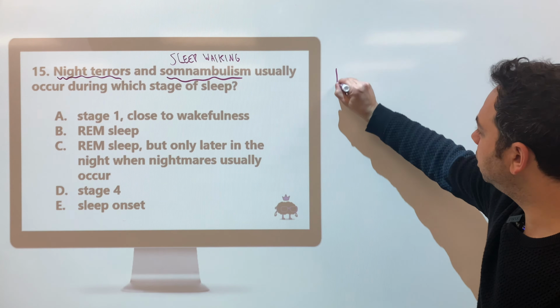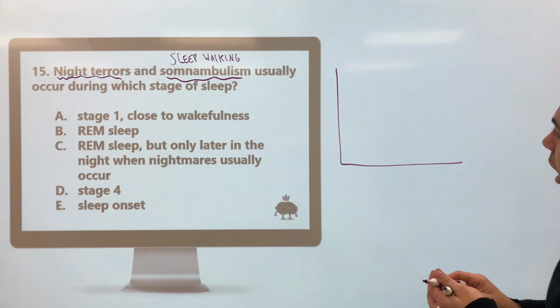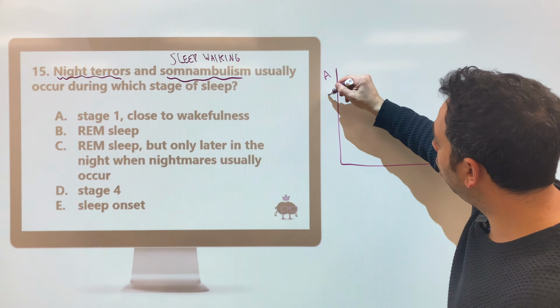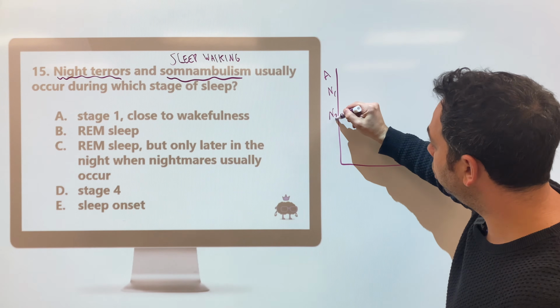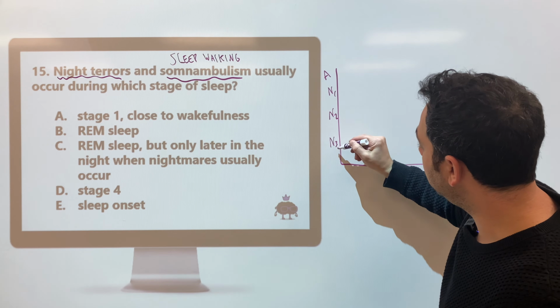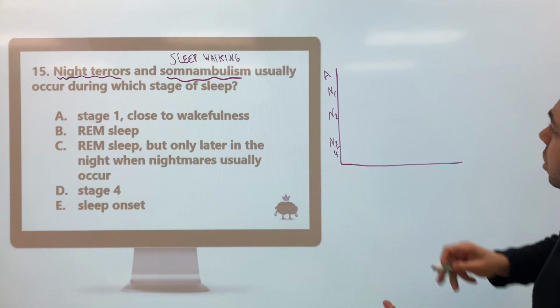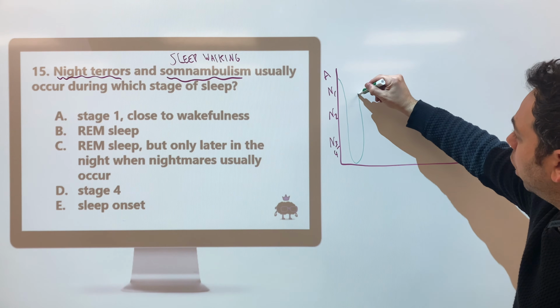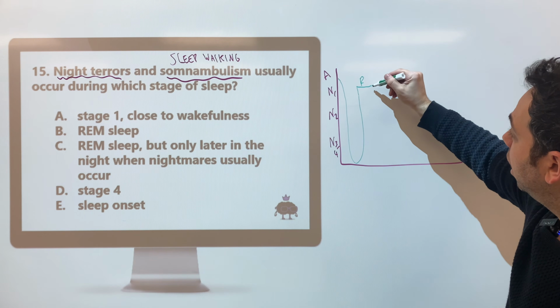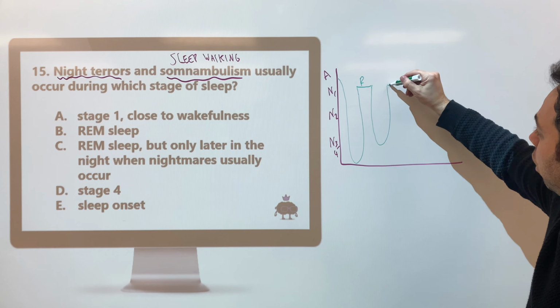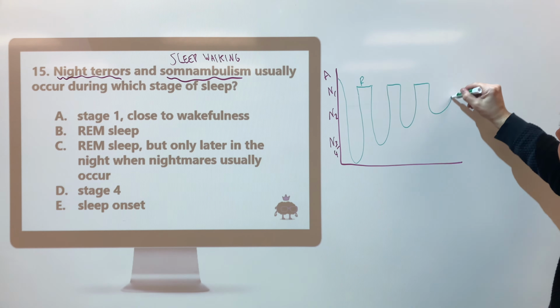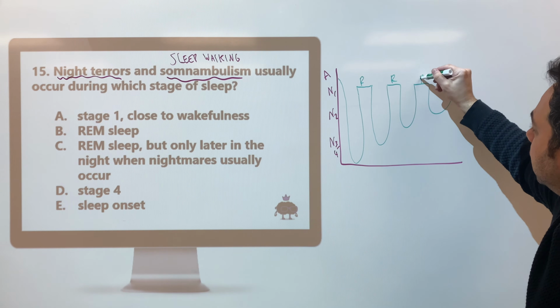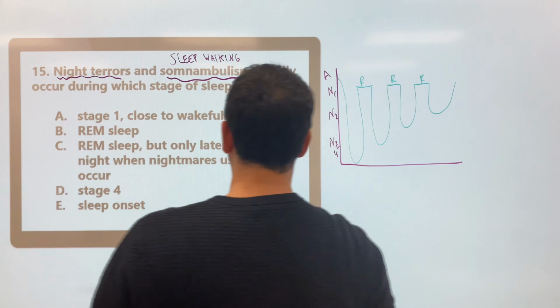So here's a typical night's sleep. Let's think about our sleep. We'll start with awake, and then we go to non-REM 1, non-REM 2, and then non-REM 3 and 4. A typical night's sleep will look like this. We go through 1, 2, 3, and then we go up. And right before we wake up, what happens? We go to REM. And we repeat the cycle a few times a night, something like this. This is what a typical night's sleep looks like. So when do these sleep disorders occur?